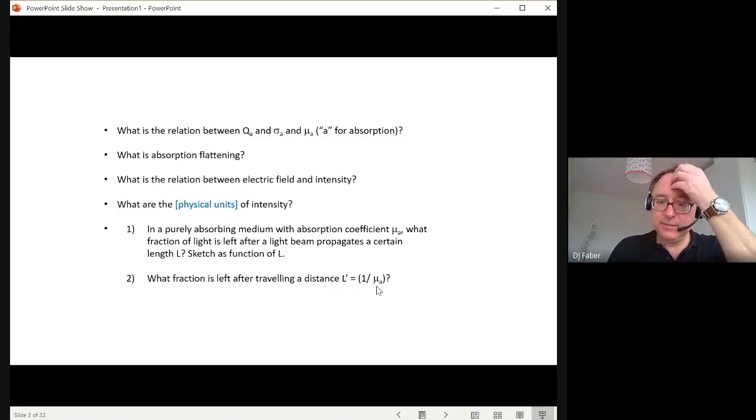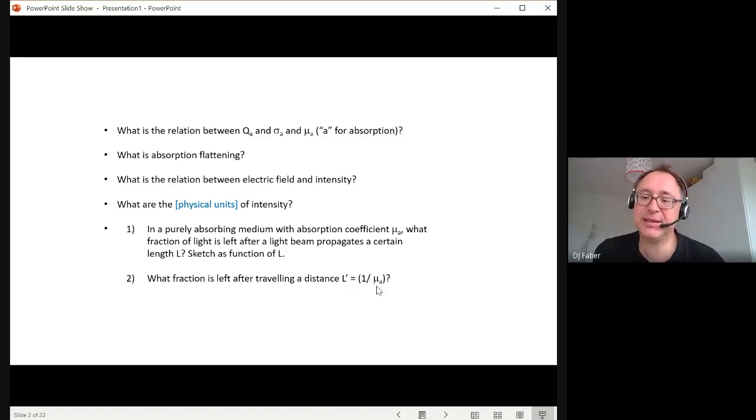Okay, then the next question. So the last bullet point question: if we have a purely absorbing medium with a given absorption coefficient, if you would sketch the fraction of light after this laser beam propagates through a certain length L, how does that fraction of light look like as a function of L? Anyone?